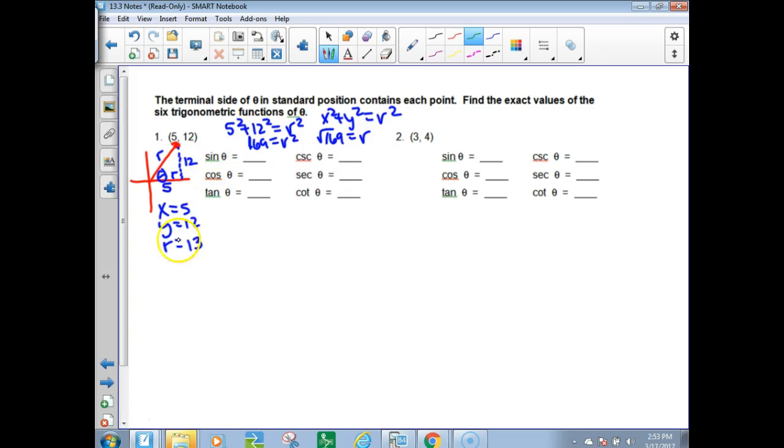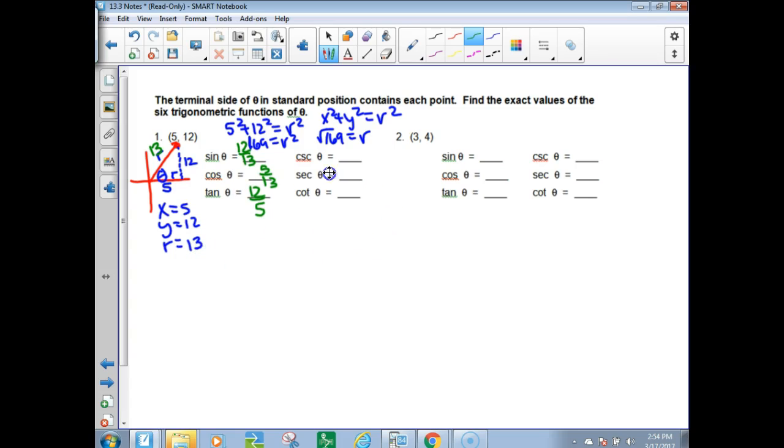Sine is y over r, or you can look at your little figure and just do it from there. You can replace the r with the 13 and say opposite over hypotenuse. That's going to be 12/13. The cosine would be 5 over 13, and the tangent would be 12 over 5. Any misconceptions or misunderstandings of where I'm getting these answers?